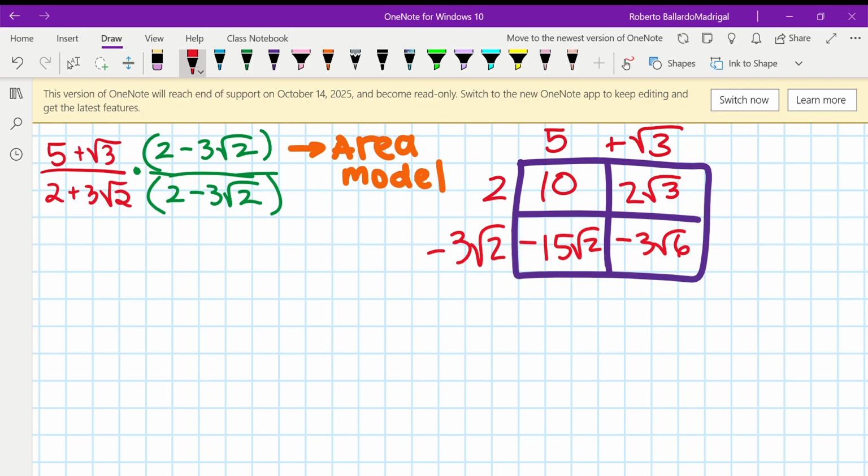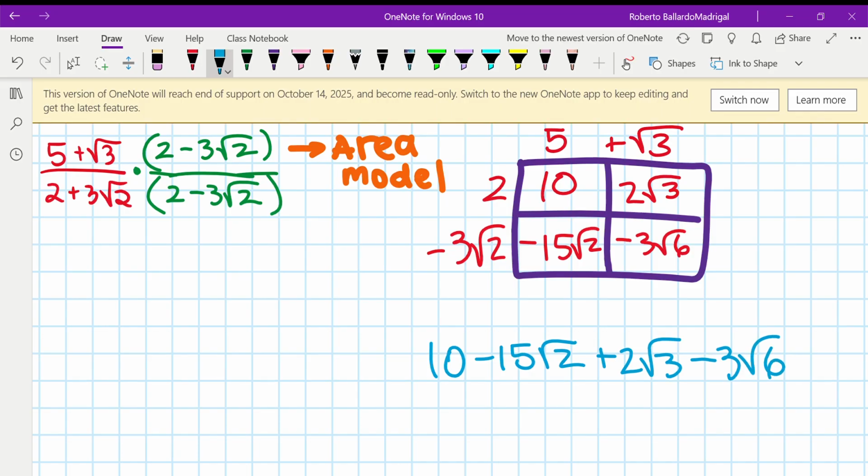So from here, then, we can extract the following. We have 10 minus 15 radical 2 plus 2 radical 3 minus 3 radical 6. Okay. There's not much more we can do to simplify that any further, so we're just going to leave it how it is. So this is your numerator.